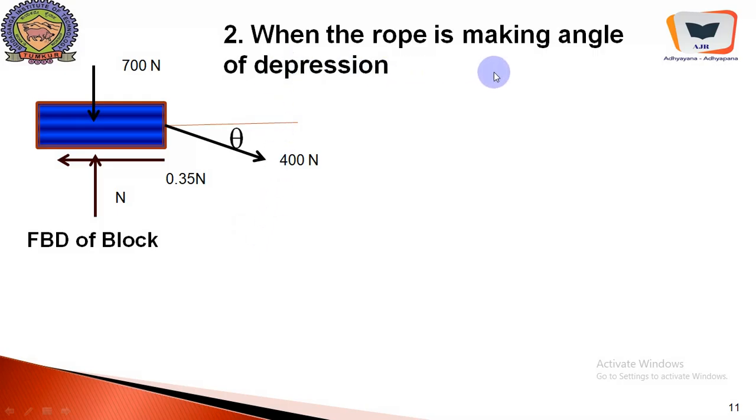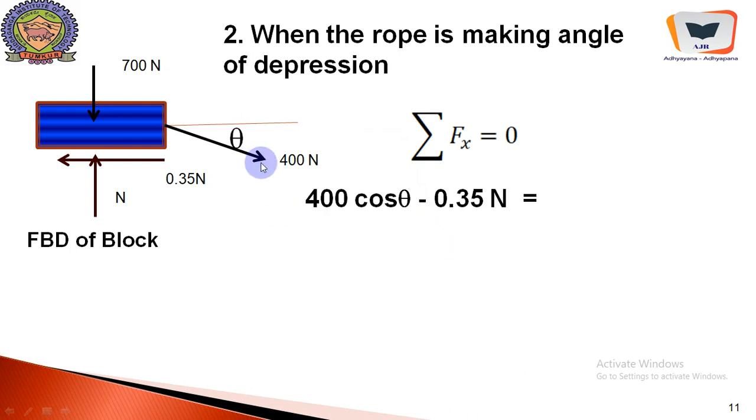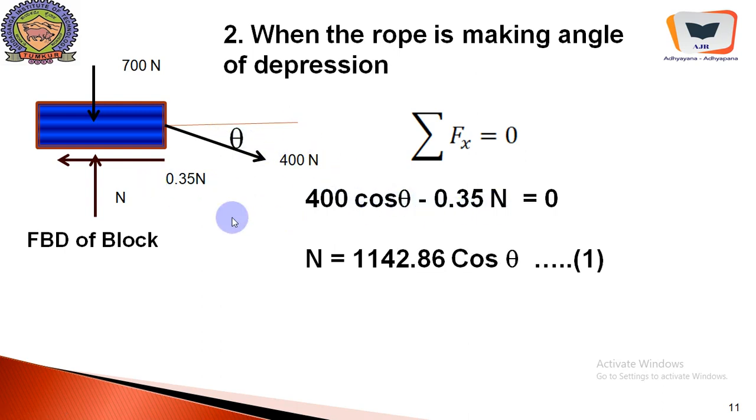So when we consider the rope making an angle of depression, something like this, the free body diagram doesn't change too much, because the tendency to draw this block is always in the rightward direction. Therefore we will apply the equations of equilibrium. Sigma Fx equal to 0 will give us 400 cos theta in rightward direction, minus 0.35 N equal to 0. Therefore N equal to, this is the relationship that is obtained, and sigma Fy equal to 0.